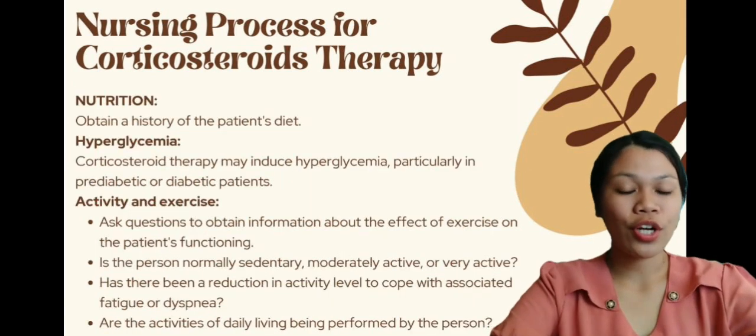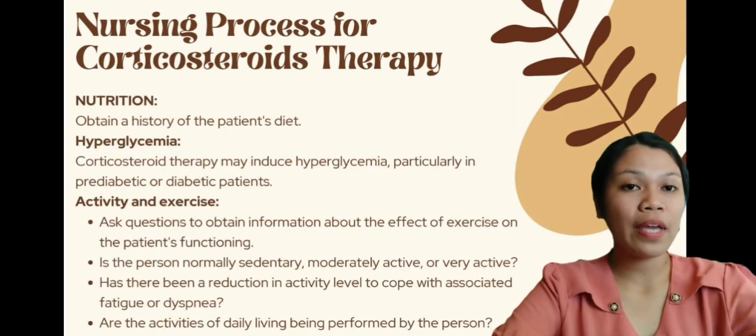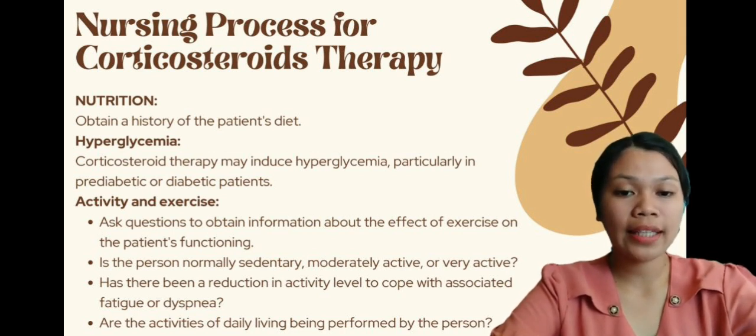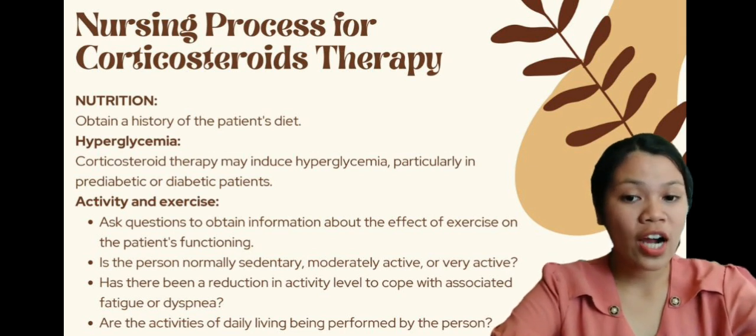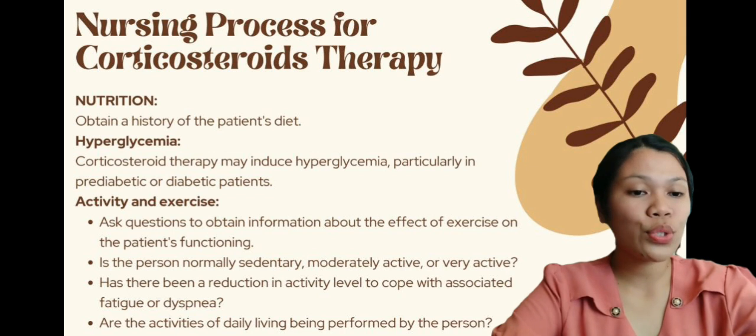Next is the nutrition. Obtain a history of the patient's diet. Ask questions regarding appetite and the presence of nausea and vomiting. Anorexia, nausea, and vomiting are early indications of corticosteroid insufficiency. Next is hyperglycemia. Corticosteroid therapy may induce hyperglycemia, particularly in pre-diabetic or diabetic patients.